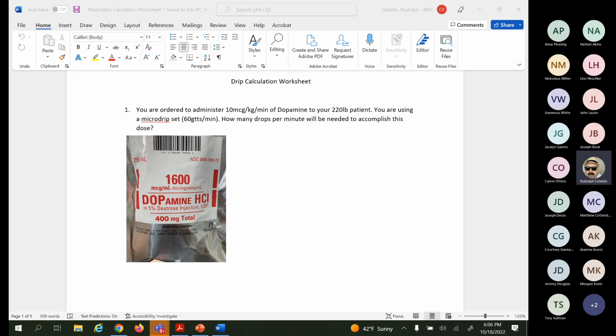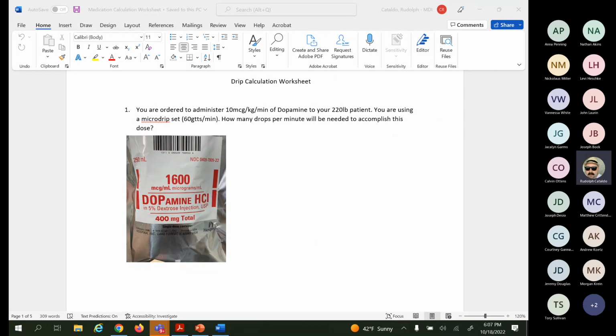Even the students I've had that took their national registry recently said there was no crazy math where they couldn't figure it out in their head. Now, the ones I'm giving you are hard. They're tough, and I'm doing that for a reason, so that when easy ones come along, they're really simple for you to figure out. So 220 divided by 2.2 gives me how many kilograms? 100. Okay, so I've got 100 kilograms.